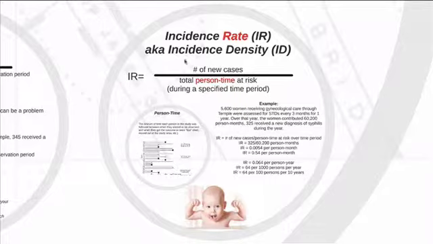So incidence rate is a slightly different definition. As you'll see here, the numerator is the same as cumulative incidence, number of new cases. Then something different happens. The denominator is the total person time at risk. And you're probably thinking, what the heck do you mean by person time? That's just not a concept that's familiar outside of epidemiology. So let's talk about it.